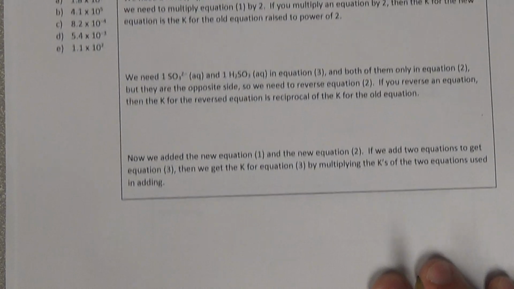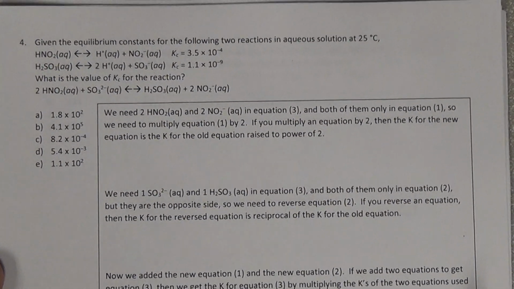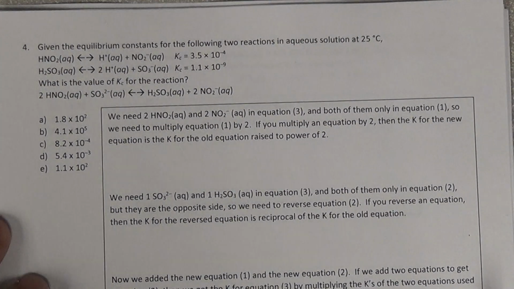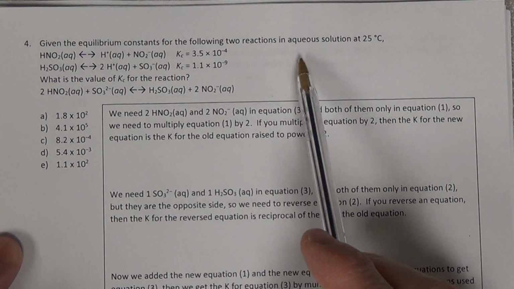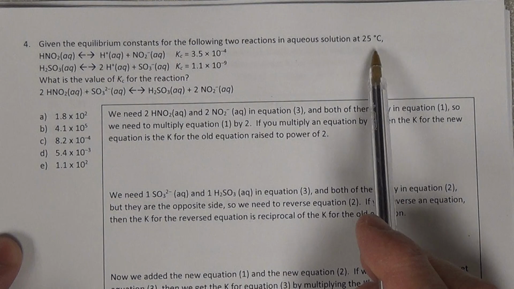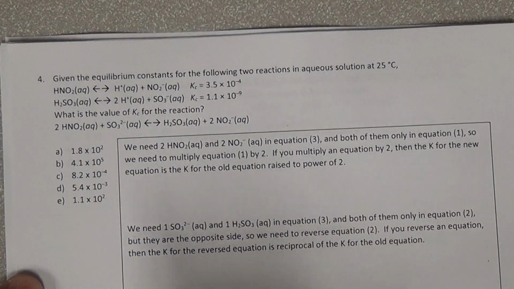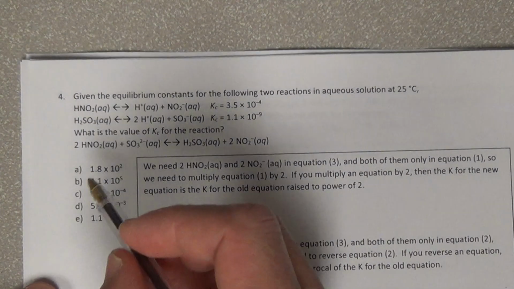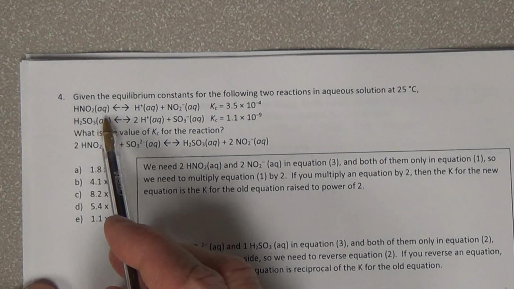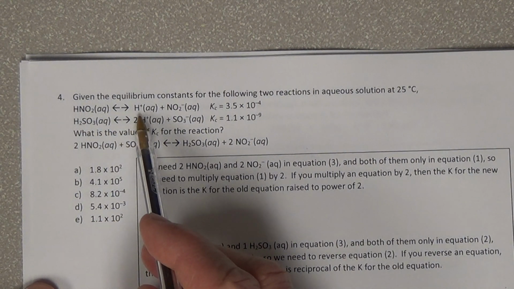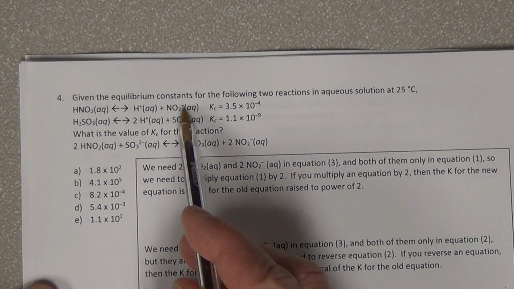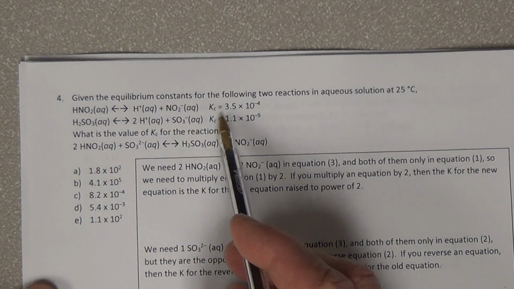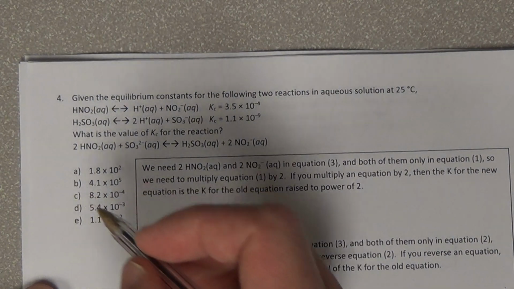Next question, number 4. Question number 4 is: given the equilibrium constants for the following two reactions in aqueous solution at 25 degrees Celsius. So one equation is HNO2 aqueous produces H plus aqueous plus NO2 negative, called nitrite, has Kc this. Let's number those equations.